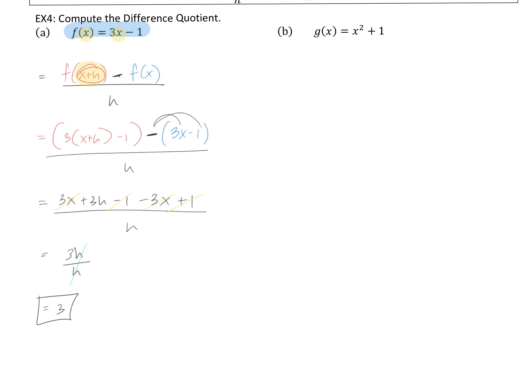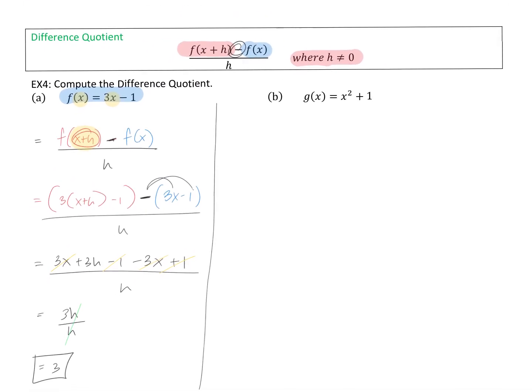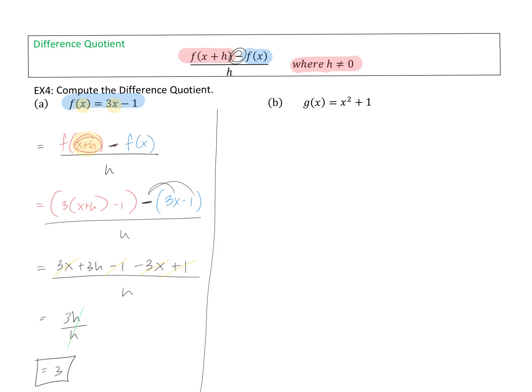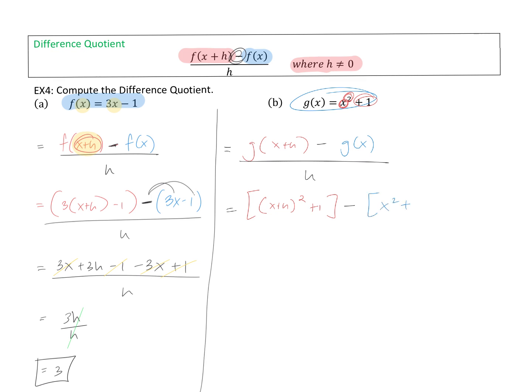Alrighty, and that was it. Let's go ahead and take a look at another example. This time we're going to use the function g of x, but the similar process happens. The first one is going to be my input with the x plus h value, and then minus my original function, g of x, divided by h, which again is just a regular variable, not a function. So that's going to be x plus h squared, because we take our input and then we square it, and then we plus 1 to it, minus my original function, which is just x squared plus 1. And again, divided by h.